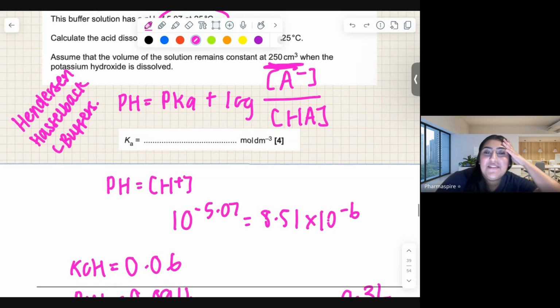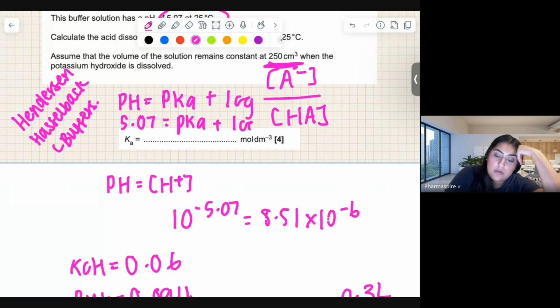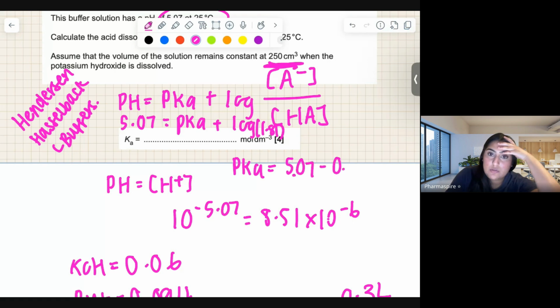All right, so we're going to put it in the Henderson-Hasselbalch now, because our pH is 5.07. Sorry, bear with me. Equals pKa plus log, and then you know that it's 1.81 now in brackets. So if you do that, you should get your pKa is equal to 5.07 minus 0.258. I think you do the log to the base 10 of the 1.81.